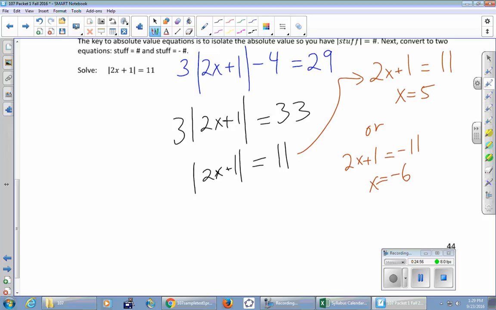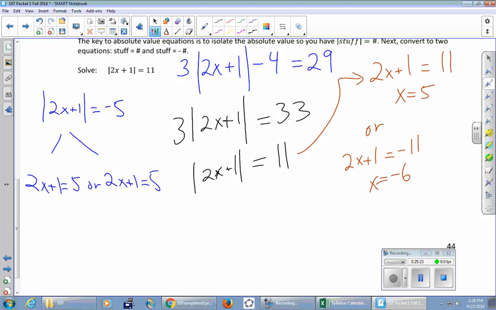One small twist. I don't know if you'll ever see one of these in the homework or on a test, but suppose it had been this. It feels to me like this is just the same kind of thing. Either 2x plus 1 equals 5, or 2x plus 1 equals negative 5, right? Isn't that exactly the process that we followed over there?